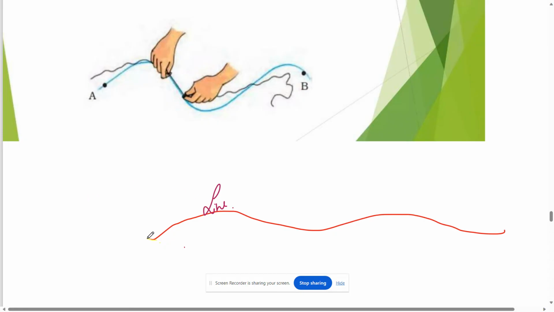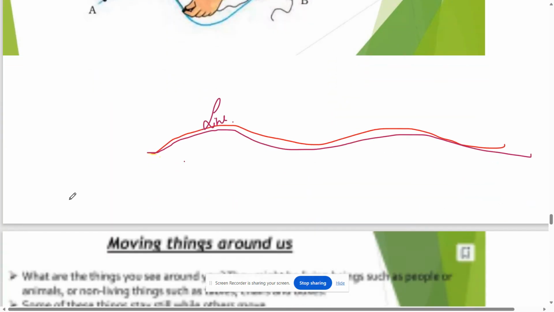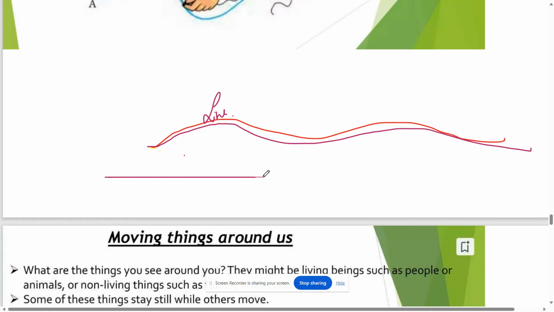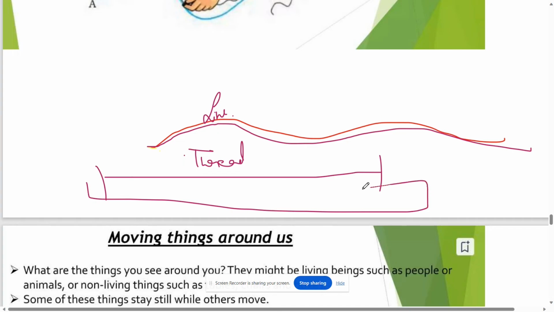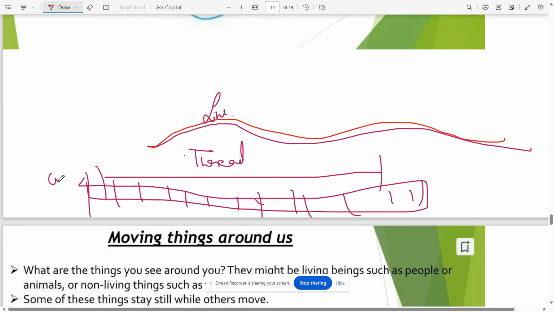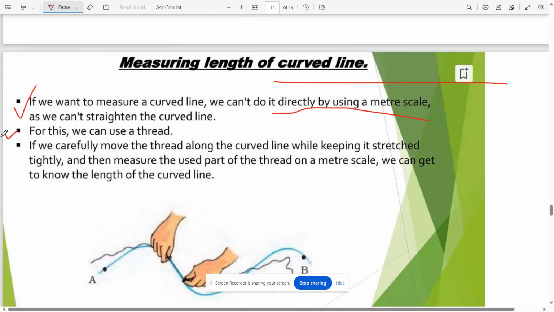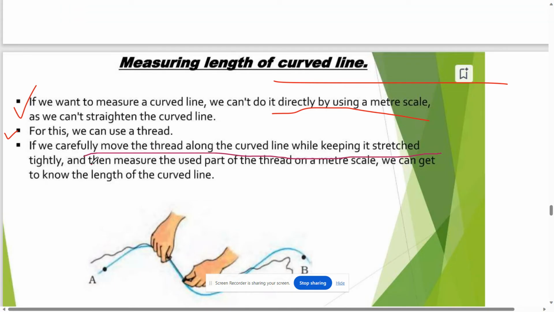So what we can do, we can take a thread and bind it all over it. Then we can straighten the thread. Like we got this much of thread from this. Now we can use a scale to measure it. This is much simpler. Now, if we carefully move the thread along the curved line while keeping it stretched tightly, then measure the used part of the thread on a meter scale.